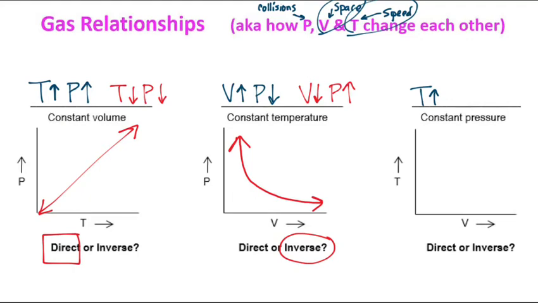And if I told my kids to start running around, then they're going to start spreading out even more, taking up even more space. So if we increase the temperature of a gas, the faster molecules are going to start spreading out more and more. So as temperature increases, volume increases with it, and if temperature decreases, then volume will decrease with it as well. Hopefully you recognize that this is a direct relationship because our arrows are going the same direction again, which means once again, this is going to be a straight line graph.